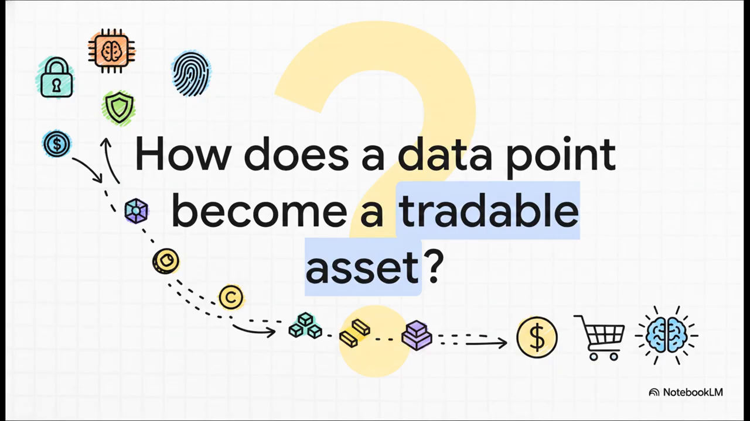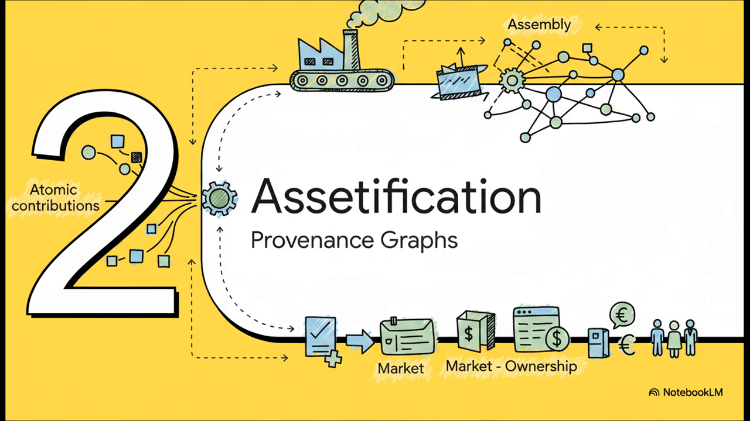Which brings us to a really important question. We have all these brilliant, secure, isolated little data primitives, right? These contribution fingerprints. But how on earth does a single data point actually become a tradable economic asset that big AI companies can buy? Well, that brings us to Section 2, assetification and ownership, building provenance graphs.